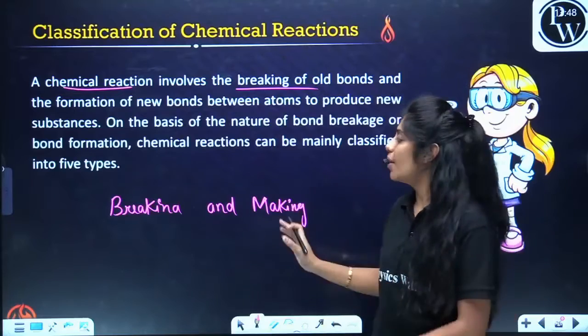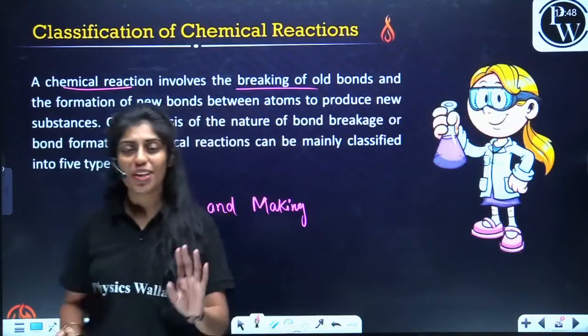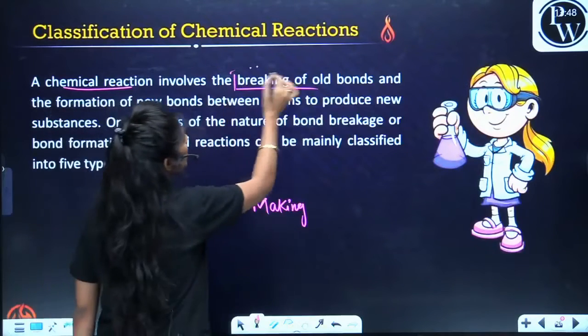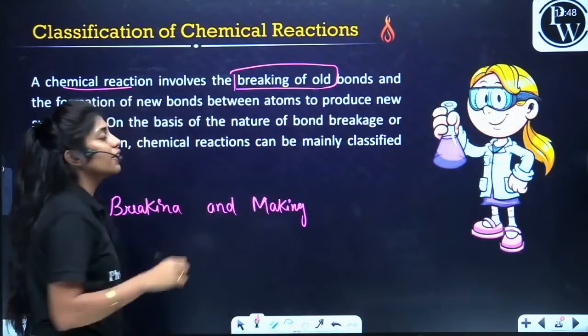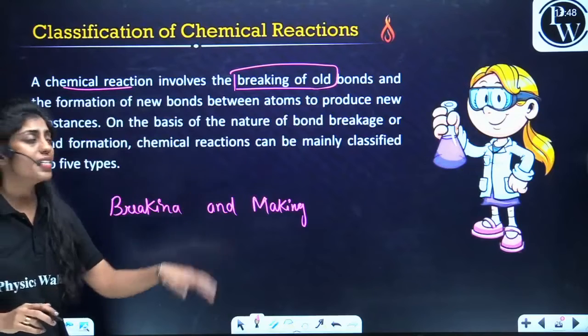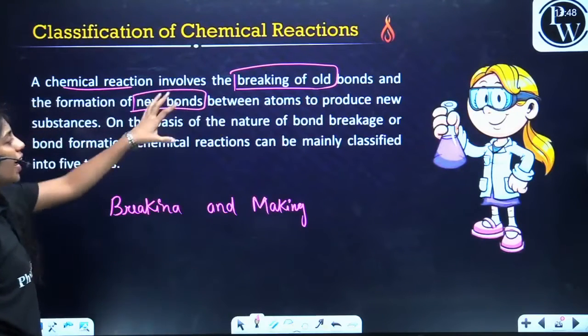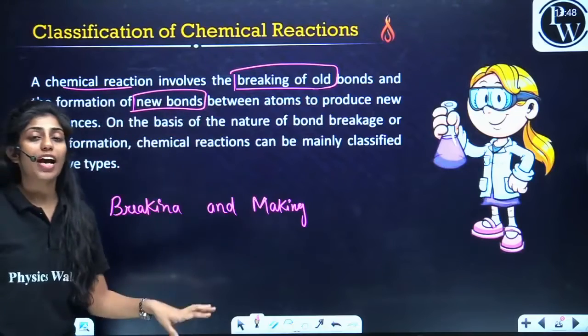So that is something where a chemical reaction can be understood properly. That is just an example, don't take it seriously. So breaking of old bonds, that means you are going away from your old friends, and making new friends. That is the requirement for a chemical reaction to occur.